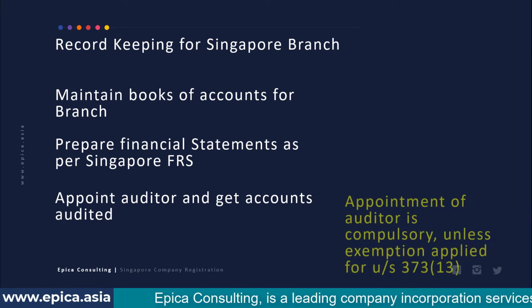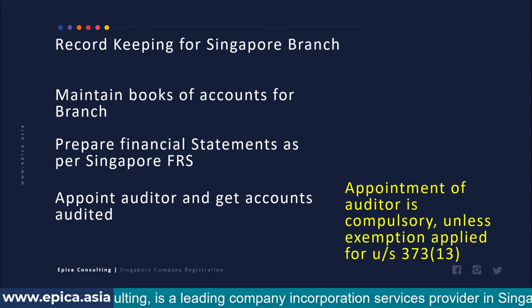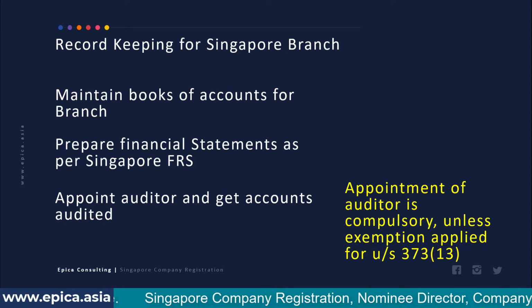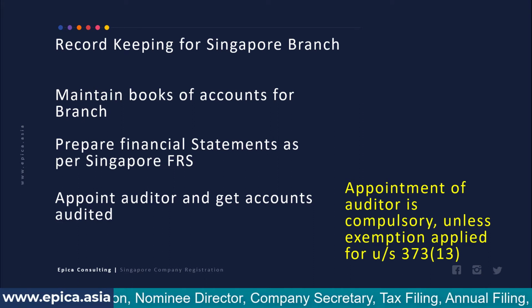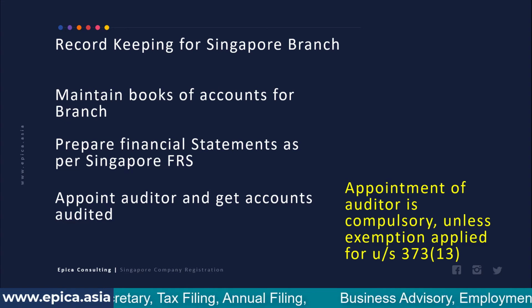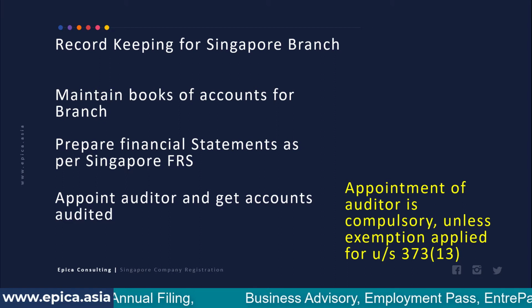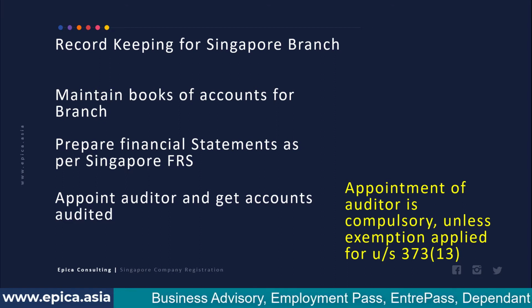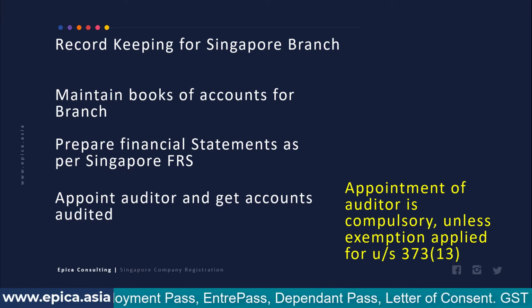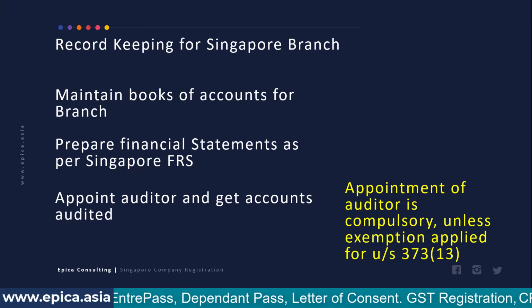So this is compulsory for all branches, and the exemption that is available for subsidiary companies from conducting the audit is normally not available for a Singapore branch. So irrespective of your situation, you will be required to appoint an auditor. You can request the exemption from the Comptroller under section 373 subsection 13 of the Companies Act if you want to get your branch exempted. However, this exemption is generally not granted. So in summary, appointment of an auditor is compulsory, and getting the accounts of the branch audited is also compulsory.